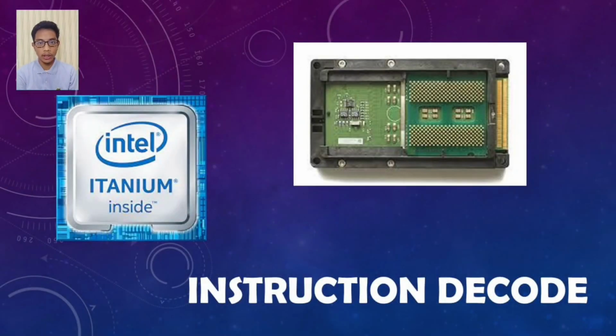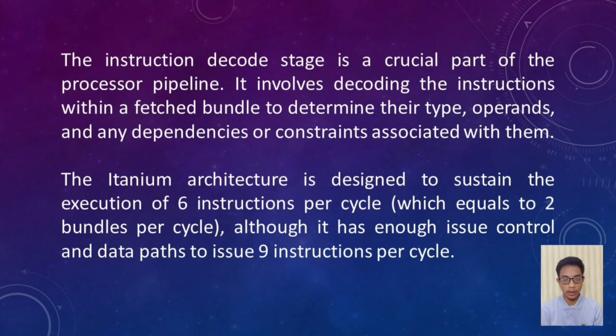Instruction decode in Intel Itanium. In the Itanium architecture, the instruction decode stage is a crucial part of the processor pipeline. It involves decoding the instructions within a fetch bundle to determine their type, operands, and any dependencies or constraints associated with them. It is designed to sustain the execution of 6 instructions per cycle, although it has enough issue control and data path to issue 9 instructions per cycle.